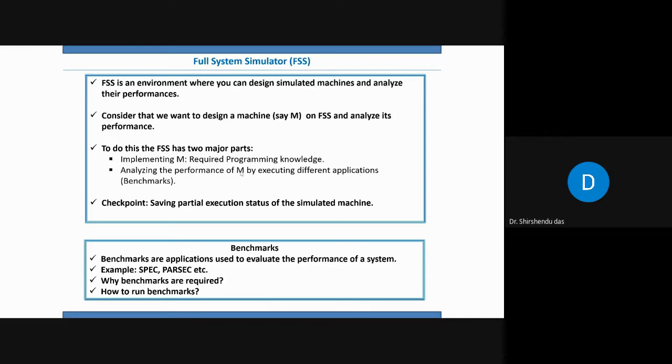There are two well-known benchmark groups we use: one is the SPEC benchmarks and one is the PARSEC benchmarks. I think for this ChampSim simulator, they use the SPEC benchmarks. Why are benchmarks required? Because if we run our own program to check the performance, it will not check all the parameters. So it is better to use a standard program so that we can check all the parameters. That's why we use benchmarks.